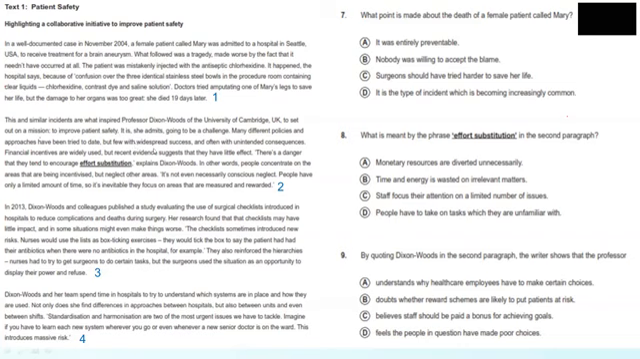Which row, or which sentence? Because I can't find it. The last two lines. Okay: people have only a limited amount of time, so it's inevitable they focus on areas that are measured and rewarded. And your answer says the professor understands why healthcare employees have to make certain choices.